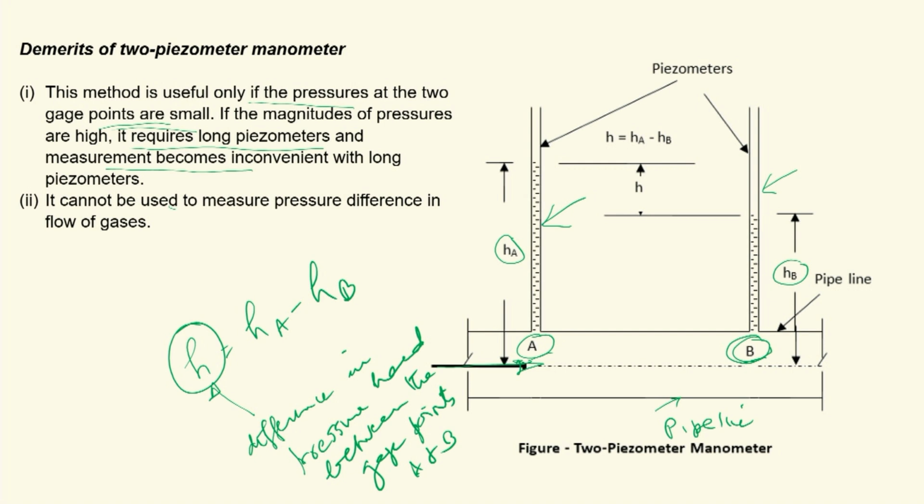Then, as I said, it can be used only for measuring the pressure differences in flow of liquids, not in flow of gases. So you cannot use a two piezometer manometer for measuring pressure difference in flow of gases through a pipe.